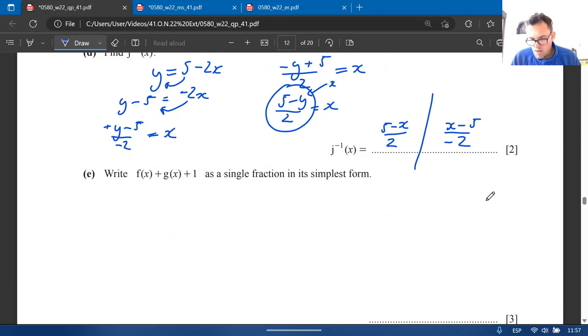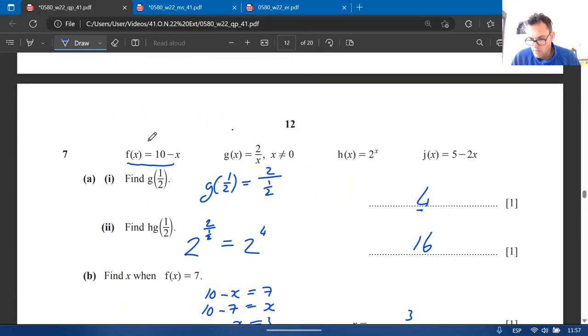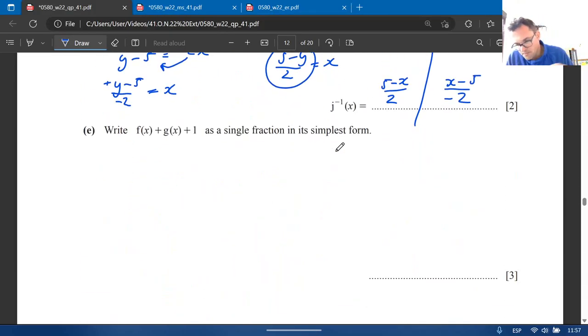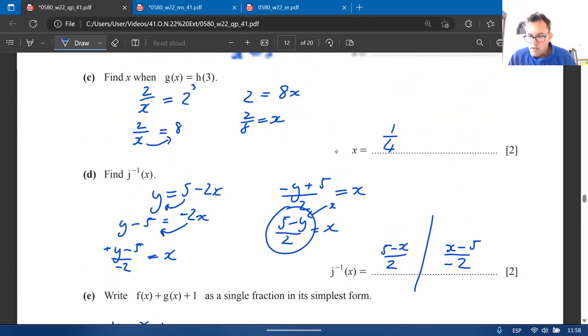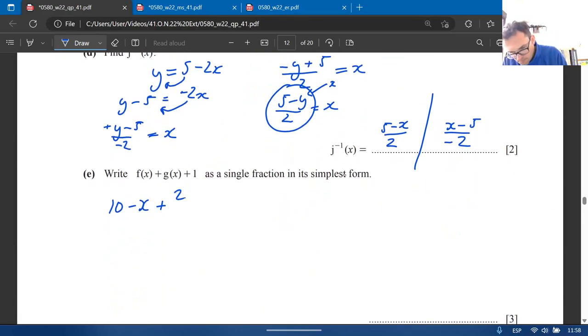Question E. f(x) plus g(x) plus 1, simplify to a single fraction in its simplest form. So let's start, let's write f(x) is 10 minus x. g(x) is 2 over x, plus 1. Now write it as a fraction in its simplest form. Oh my word. That's all I can say. Right. One fraction in its simplest form.